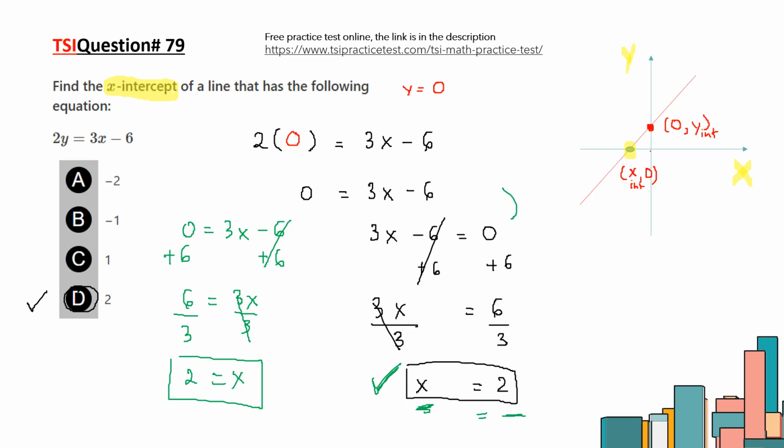For the x-intercept, you plug in y equals 0. For the y-intercept, you plug in x equals 0. Keep this in mind, because the next questions or your test may ask about the y-intercept as well.